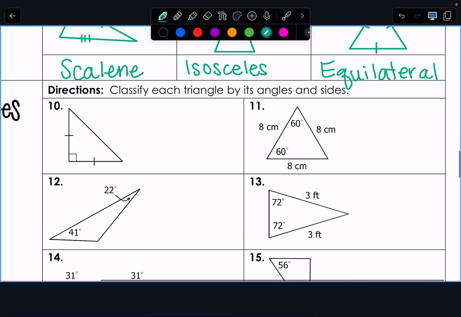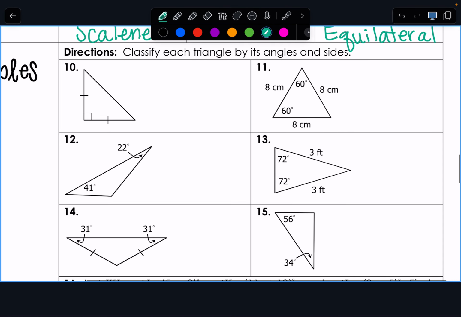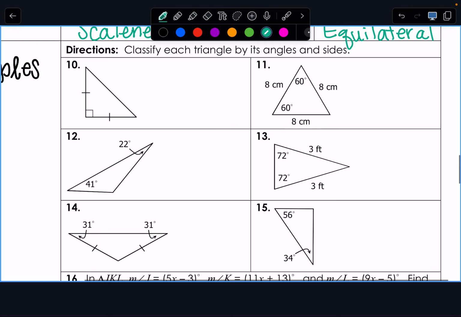All right, this is what I want you to do. I would like you and your new elbow partner to look at 10 through 15, and you're going to give each one two classifications. For example, number 10, I have two sides that are congruent, so it's isosceles. And I have an angle that's right, so it's a right isosceles triangle. Two classifications. Go.